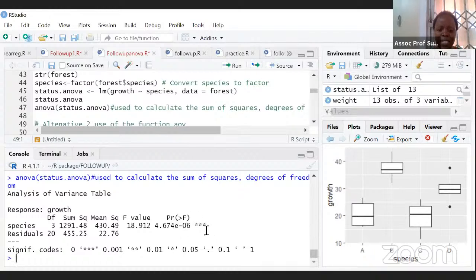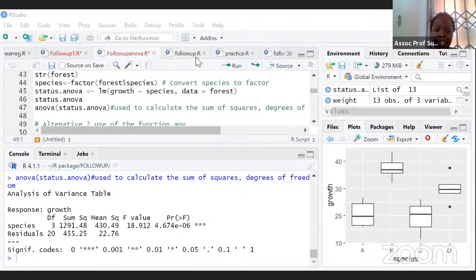Now you can see these stars. You've seen the stars, 1, 2, 3 stars. They are telling you that actually this result is significant at 0.01%. Okay, that's what the stars are telling you. Okay, let me go to the chat. Can we go ahead? Is everything clear?